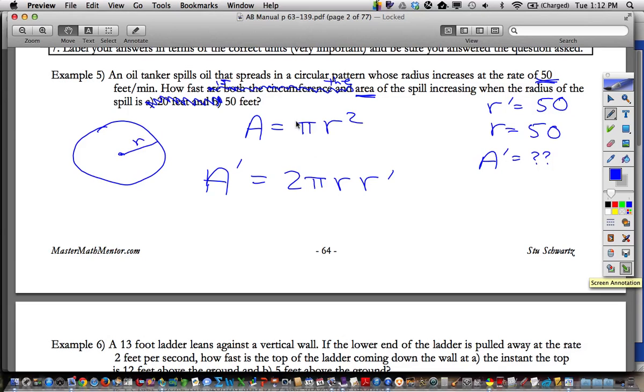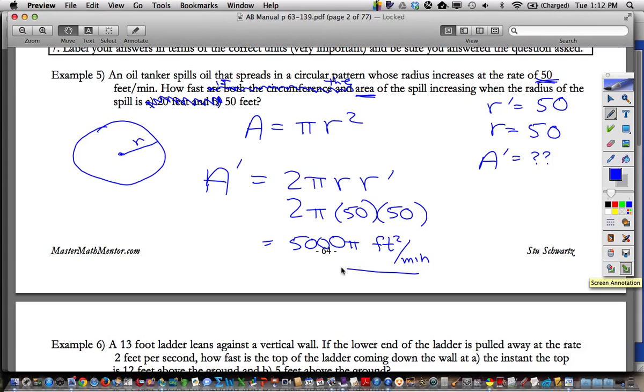Okay, so what do we know? Well, our values are all right over there, so this is a pretty easy one. We put in a 50 for r. We put in a 50 for r prime. Now remember, this is 50 feet, and this is 50 feet per minute. So that should be square feet per minute, which is what area is. So sure enough, this comes out to 5,000 pi square feet per minute. And that's about as simple as one gets. You've got A equals pi r squared, your derivative's easy, the things they gave you were easy. You plug them in, and away we go.